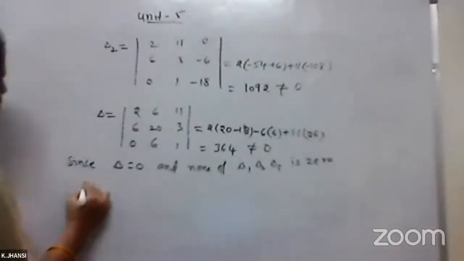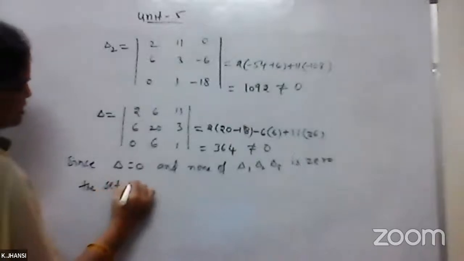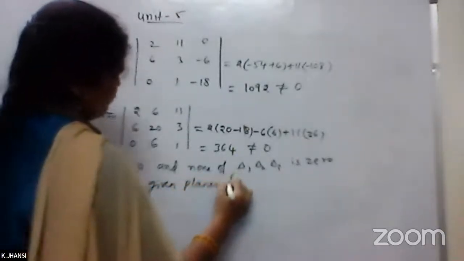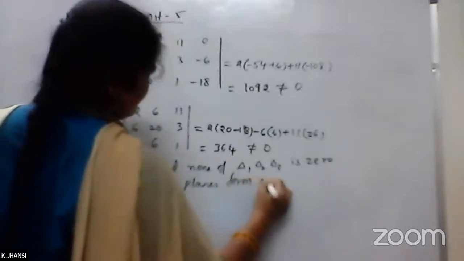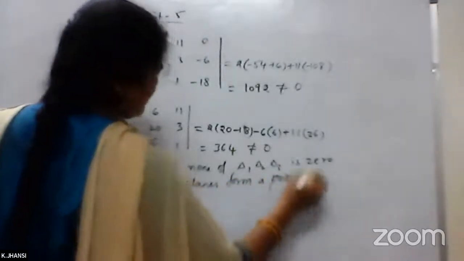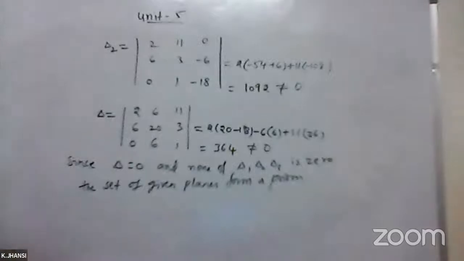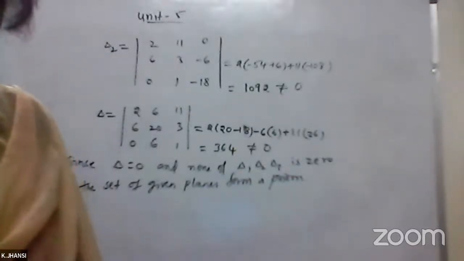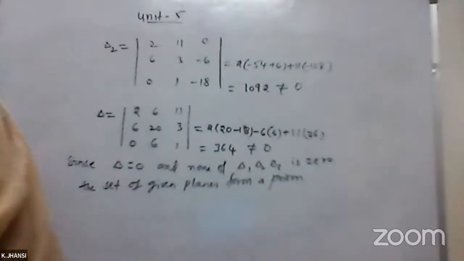the set of given planes form a prism. Okay, so directly when you do the first delta, if you are getting it is not equal to 0, you can stop there. Whenever you get the delta value as 0, then only you have to continue the process. So further we can examine the nature of intersection of the planes. Problem 20 on page number 152, that is an MEQ question.